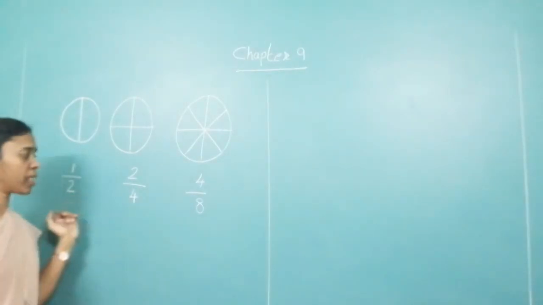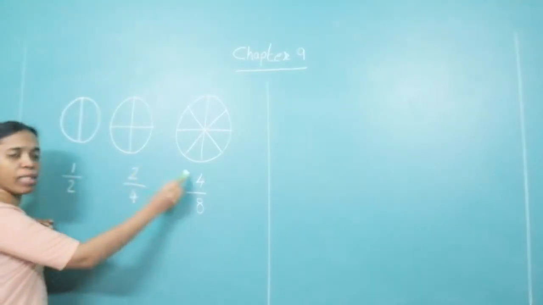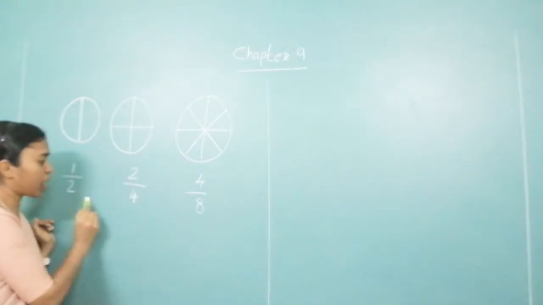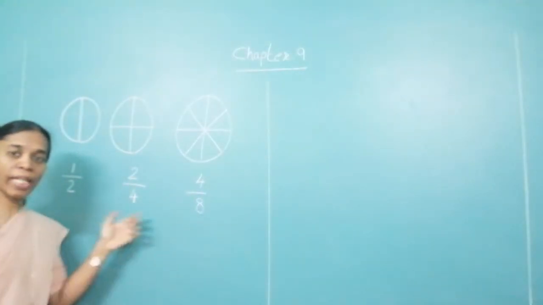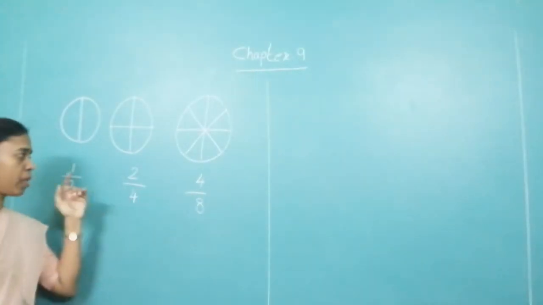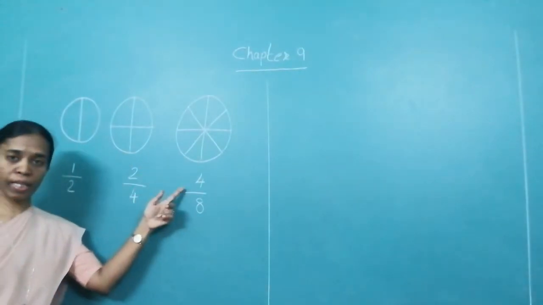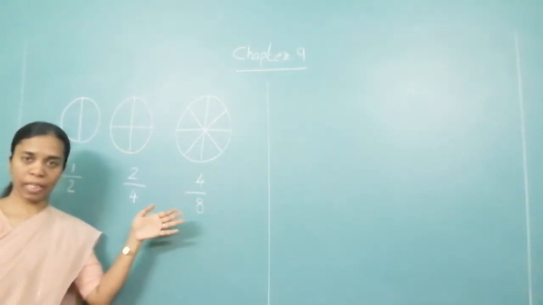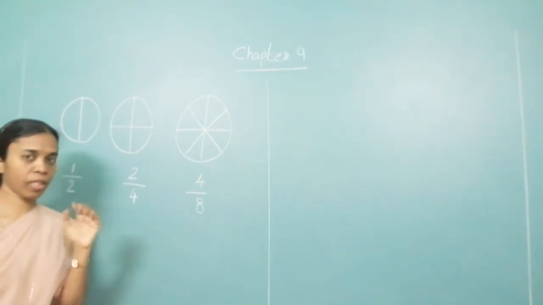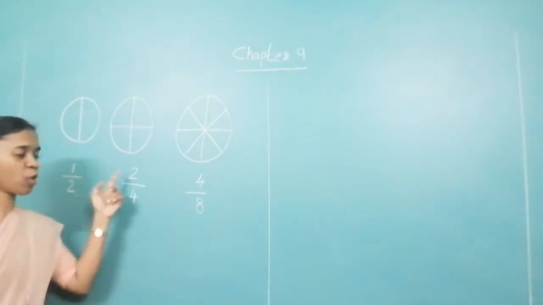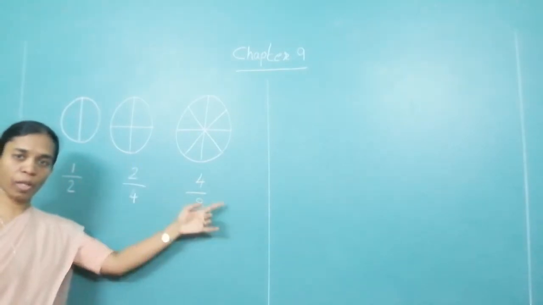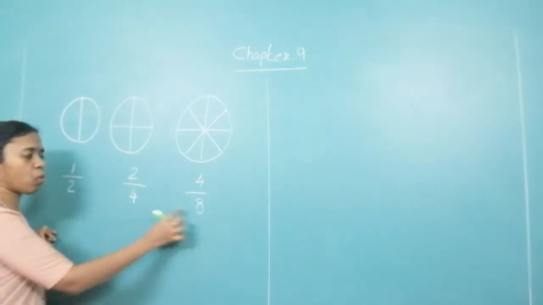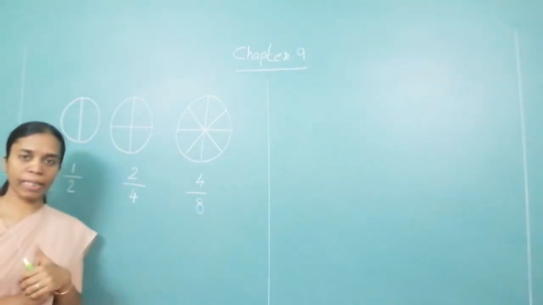If you look at it, you can see that as the numerators are increasing, the denominators are also increasing. Okay, please keep that in mind. That is the first point. As one quantity is increasing, the second quantity is also increasing.